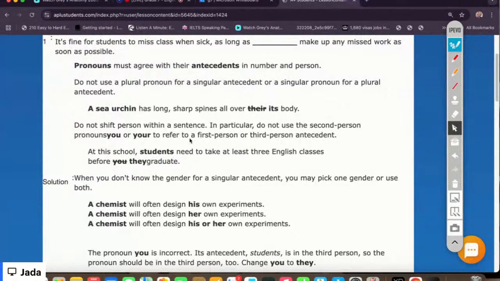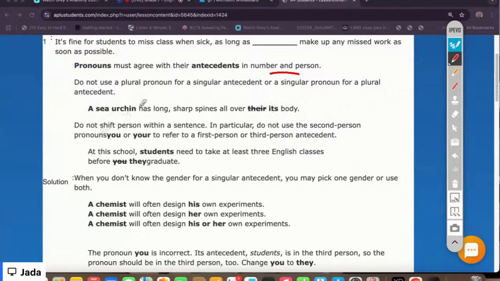Alright, so pronouns must agree with their antecedents in number and person. Do not use a plural pronoun for a singular antecedent or a singular pronoun for a plural antecedent. So they must always agree. The plurals or the singulars must go together: plural and plural, singular and singular. You cannot use a plural pronoun for a singular antecedent. It doesn't work like that. The pronouns must have agreement with their antecedents.